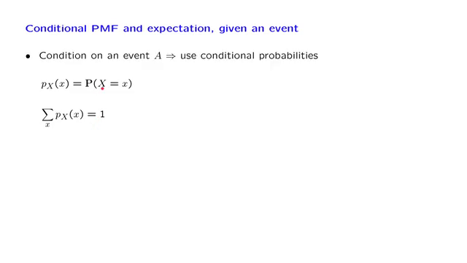Let us see what is involved. Consider a random variable x with some given PMF, whose values of course sum to 1, as must be true for any valid PMF. We are then told that a certain event A has occurred. In that case, the event that x is equal to little x will now have a conditional probability of this form.